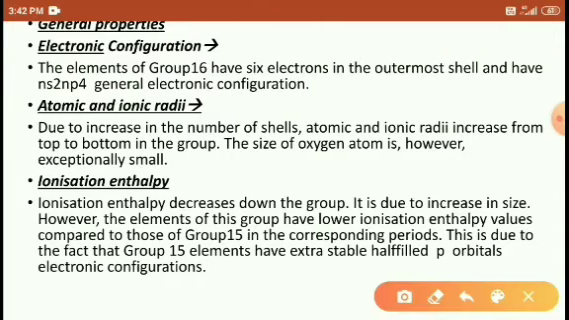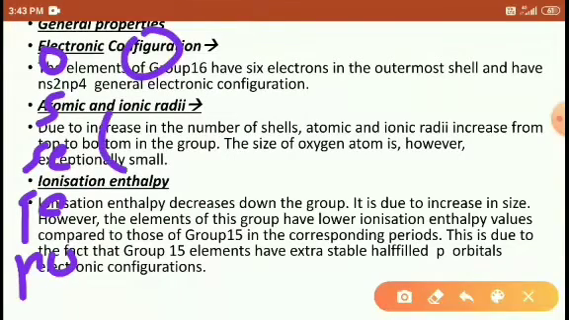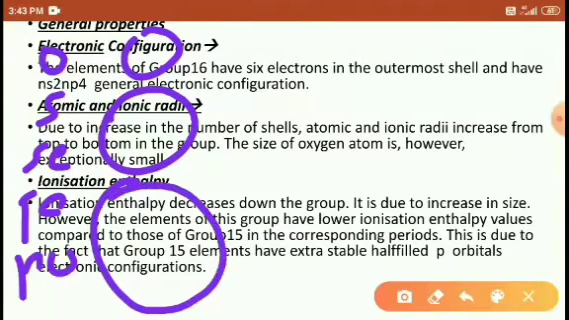Next is the ionization enthalpy. Ionization enthalpy decreases down the group. It is due to the increase in size. The element at the bottom has a large size, and the large size means the outermost electrons have less nuclear interaction. So ionization enthalpy is less down the group, like this, students: oxygen, sulfur, selenium, tellurium, polonium.